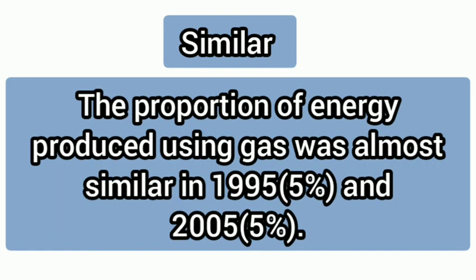Moving on to the next one, this sentence structure is used to show something equal. For example, the proportion of energy produced using gas was almost similar in 1995 and 2005.